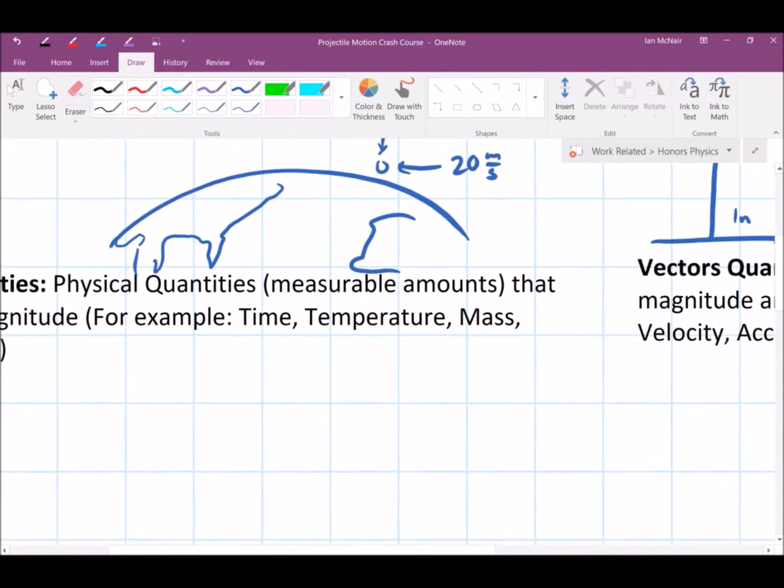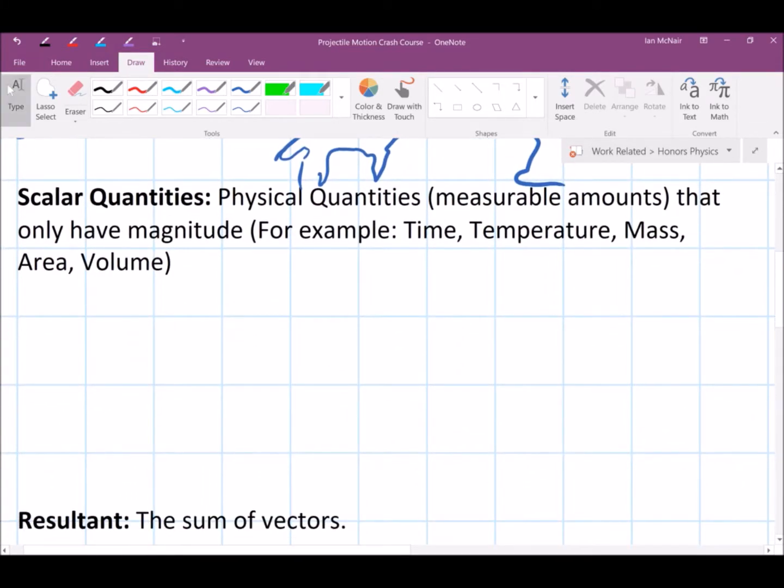So let's go to scalar quantities. It says physical quantities, measurable amounts, right? So don't let this word confuse you. Basically, if you can measure it, it's probably a physical quantity. That only have magnitude, also don't let this scare you. That word means amount, like how much. For example, time, temperature, mass, area, volume.